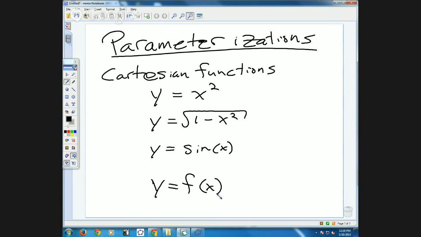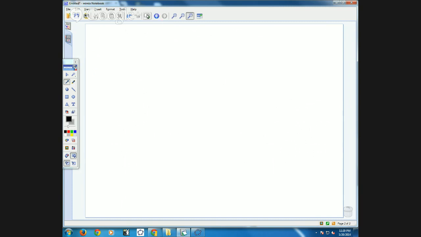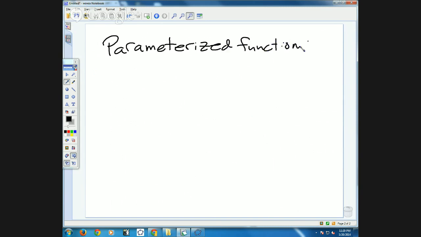Now, we're putting a little twist on this with parameterization. A parameter is just some other variable. That variable could be totally meaningless. It could be time. It could be an angle. There are lots of things it could be. So the difference between parameterized functions and Cartesian functions is that we put some other variable in control. So for example, we looked at the other day, x equals cosine of t, y equals sine of t.